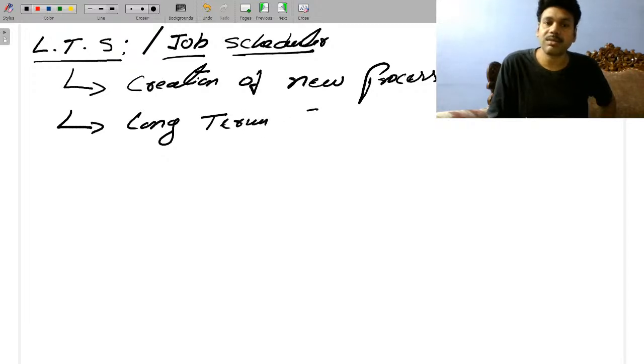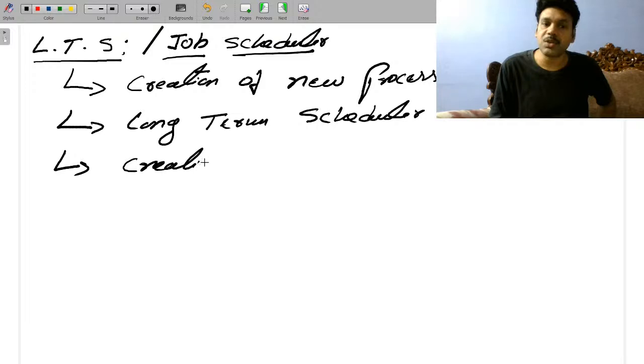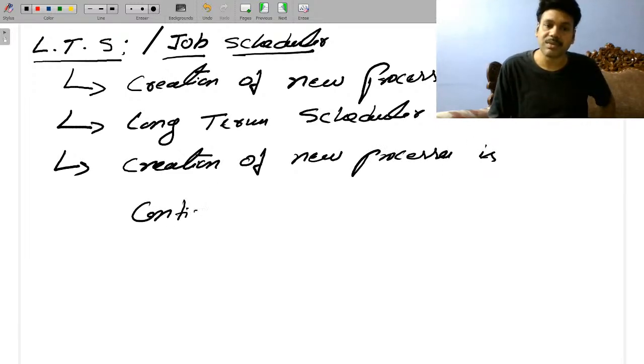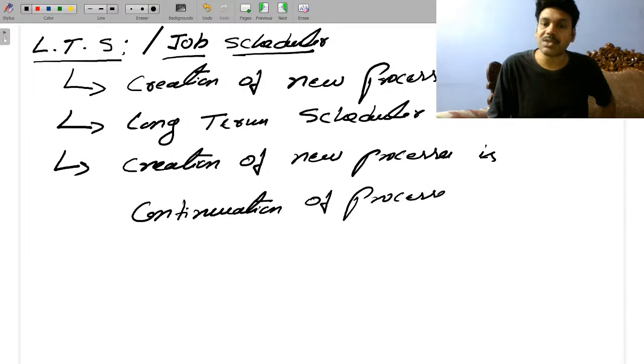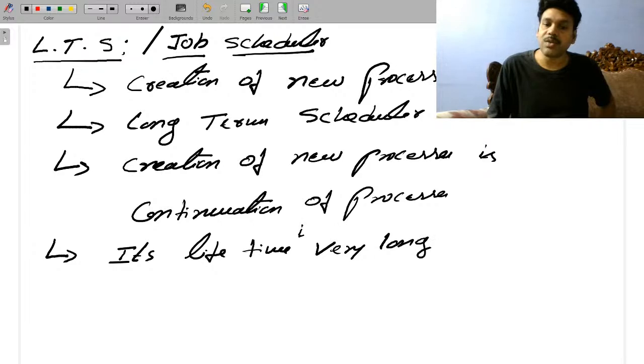The long-term scheduler keeps on bringing processes for execution. The creation of processes is a continuous, never-ending process. That's why its lifetime is very long, which is very important. That's why it is called the long-term scheduler.